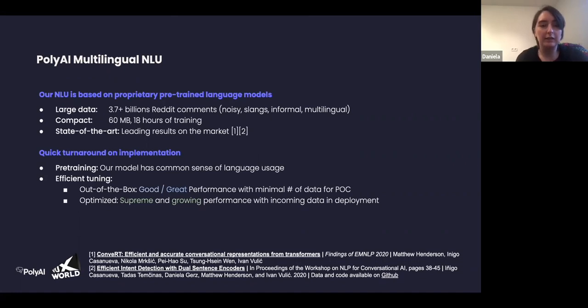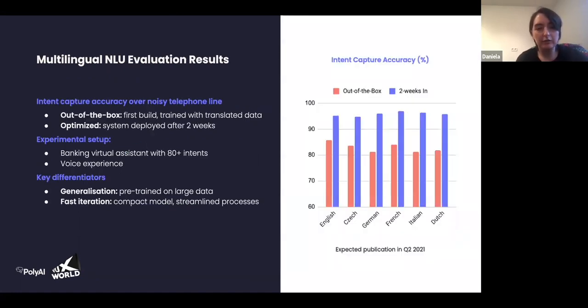If you go to the next slide, we have some numbers. On the right, we're currently working on a publication that we expect to finish in Q2, and this is one of the results. In the out-of-the-box setting, with just minimal data given the requirements, we already get an accuracy of 80 to 90% for intent capture. Then two weeks in, it goes into the 90s, so it gets very good performance. This is in a realistic banking virtual assistant with 80-plus intents, and it's on voice. The key points are that our model is very compact, has a common sense of language usage, and we can iterate very quickly.